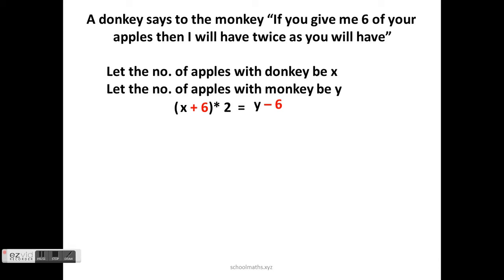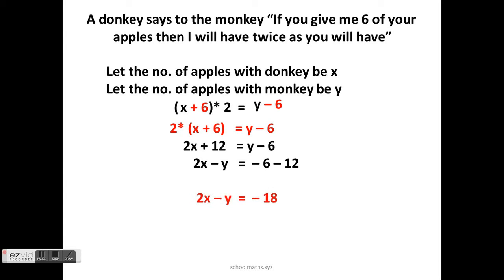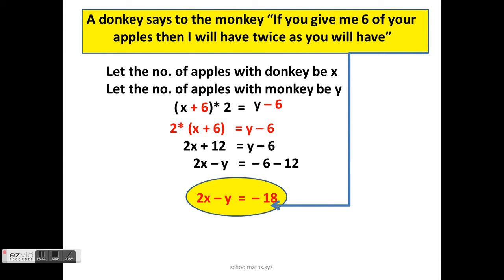Further we simplify and make the equation. Here you have to be careful with minus 6 minus 12. Both are negative signs, same sign, so we add and place the same sign. That's why minus 18 is coming. See the statement, how simply it has become a simple equation.